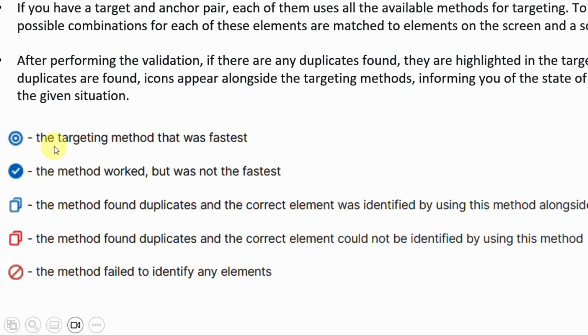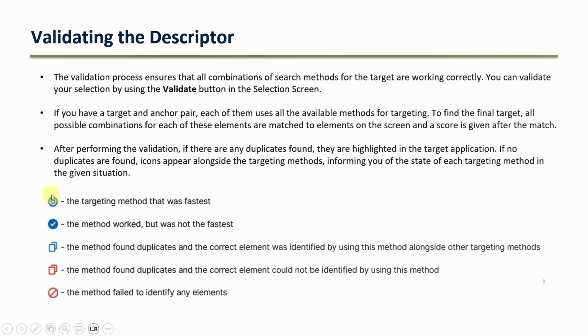This concentric symbol shows that the targeting method was the fastest. This indicates this method failed to identify any element. This method will tell you that, hey, I found duplicates. If you see this, it found a duplicate and the correct identified element alongside the target element. So at any point of time in any targeting method, you can see all of these different options. This tick indicates that it worked perfectly, but it was not the fastest. This says that I was the fastest to find the element. Method failed, you can read this, it is self-explanatory.